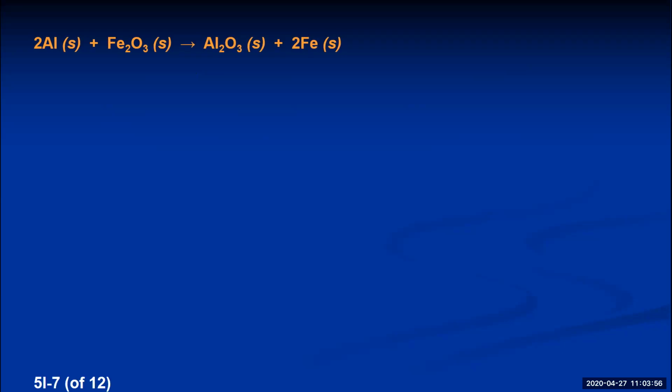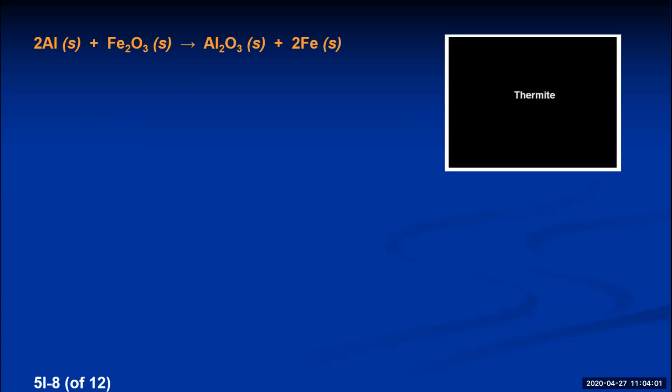Now I want to look at this reaction, aluminum plus iron(III) oxide yielding aluminum oxide plus iron. This is called the thermite reaction, and it's an interesting reaction because it gives off a whole lot of heat and light. I want to show you a little video concerning that.